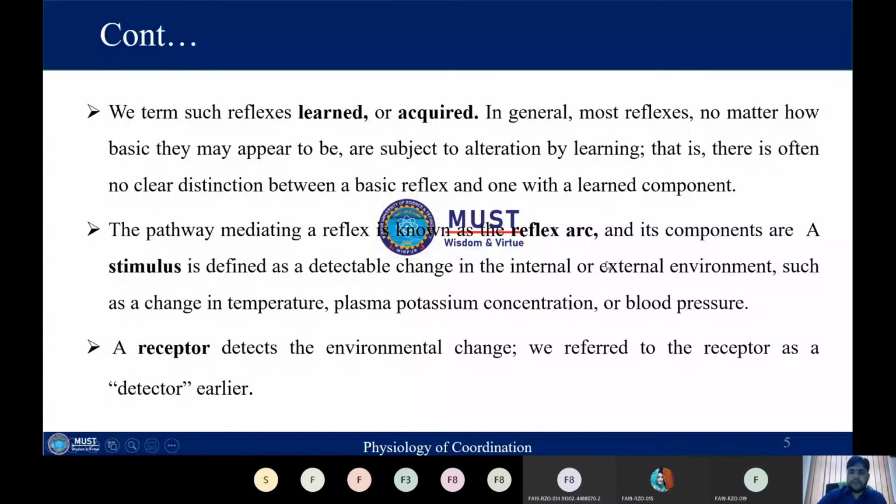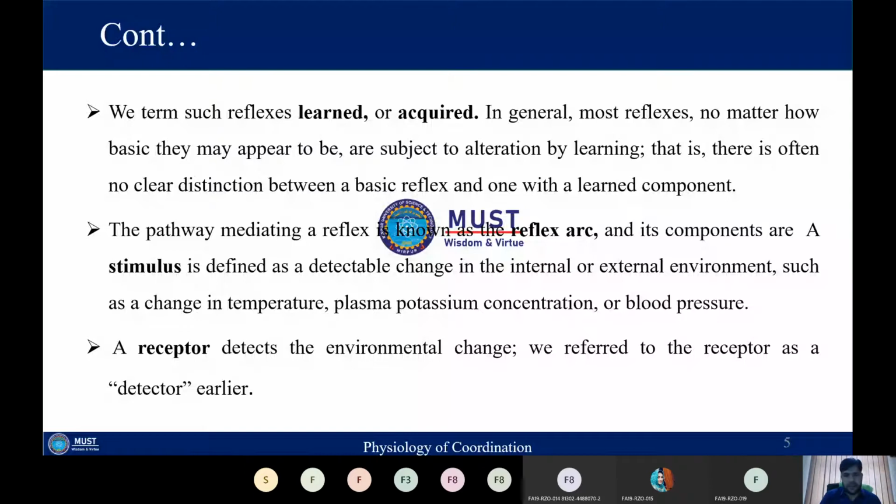Generally speaking, most reflexes, no matter how basic they appear, are subject to alteration by learning. The majority of the responses in our body, although they appear very basic and inbuilt, are altered as a result of learning. So we can say that sometimes there is no clear distinction between a basic reflex and a learned reflex.